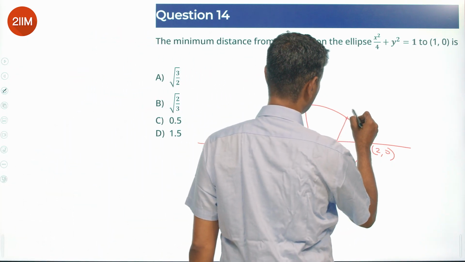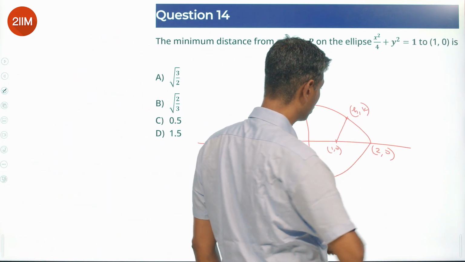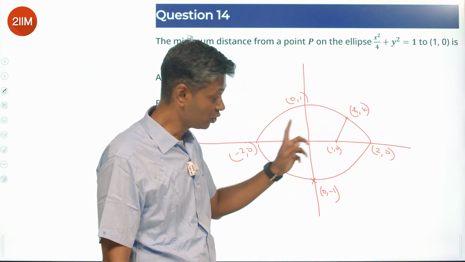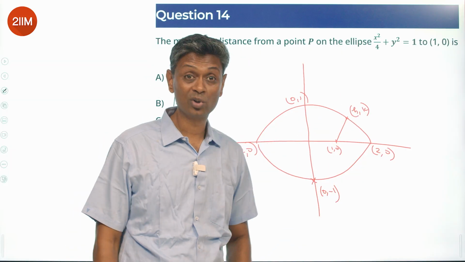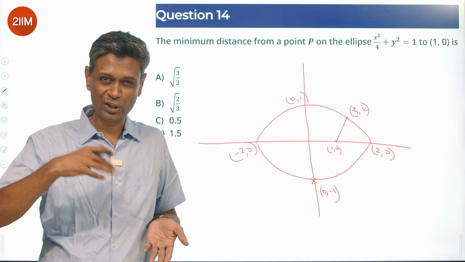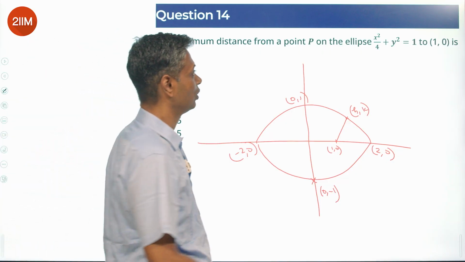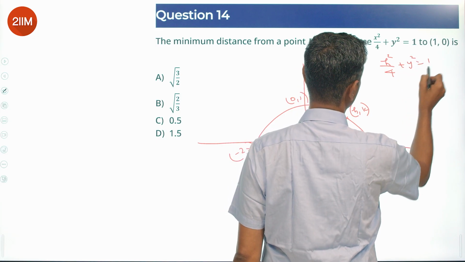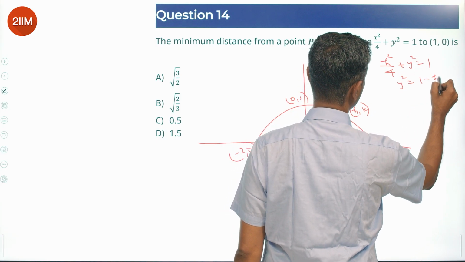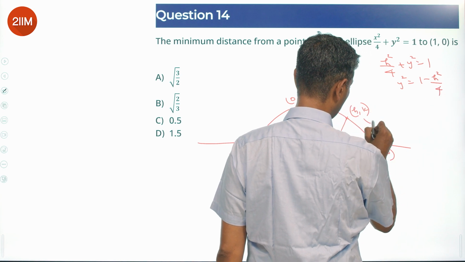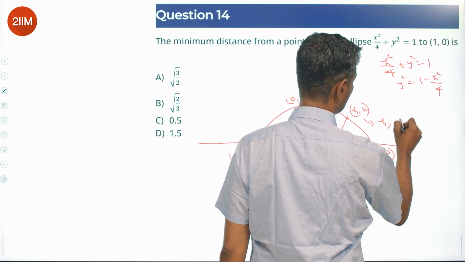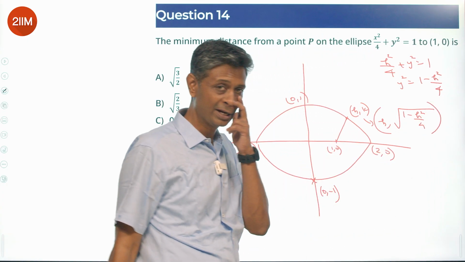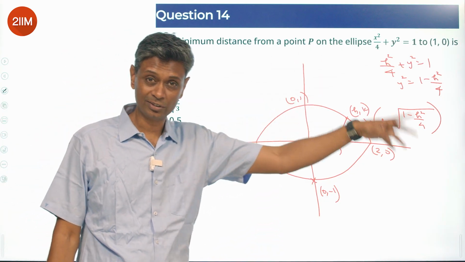If I say this point is h, k, I can of course write h in terms of k or k in terms of h. I'm going to have to do h minus 1 the whole square and k minus 0 the whole square, k square. I'm going to retain h and let k go wherever it wants. So I put this as h square by 4 plus y square equal to 1. Y square is 1 minus h square by 4. This point can be written as h, square root of 1 minus h square by 4. For any h, that point will sit on this ellipse.